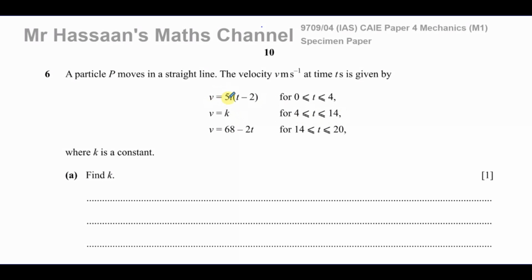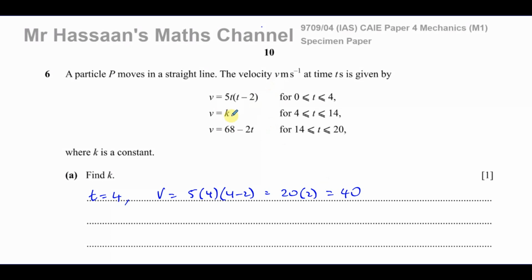It's starting off following this pattern, 5t times t minus 2, for the first 4 seconds. So when it reaches 4 seconds, we can find its velocity at that point using this first equation. When t equals 4, v equals 5 times 4 times (4 minus 2), which is 20 times 2, which is 40. So that's the value of k, 40 meters per second.